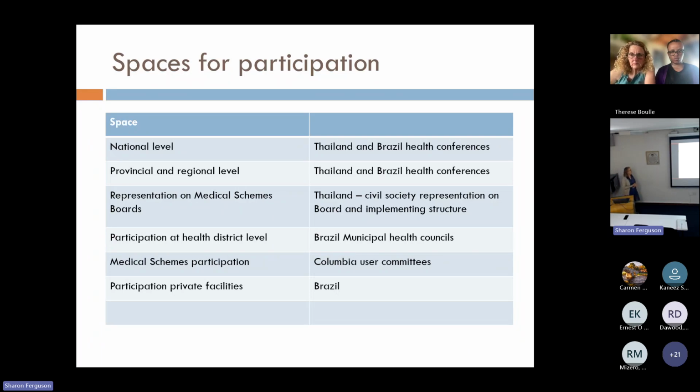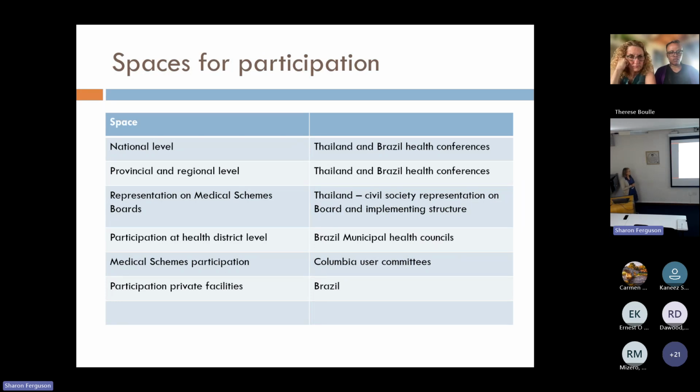In Thailand, we found that the main medical scheme, Thailand has 3, covers 75% of the population, and they have a board with 5 civil society organization representatives. The same as the structure that implements healthcare, they also have 5 CSO.